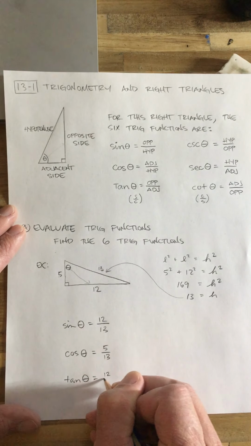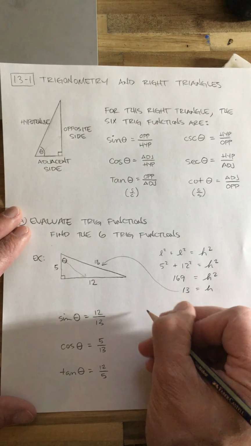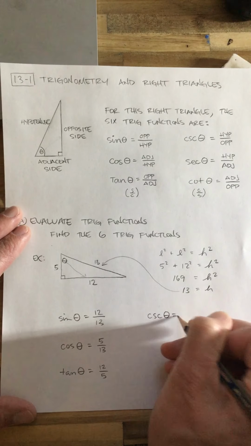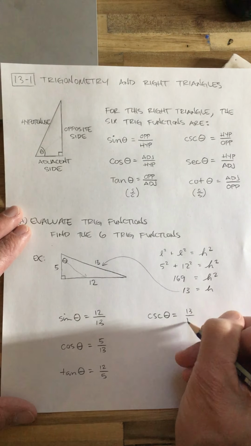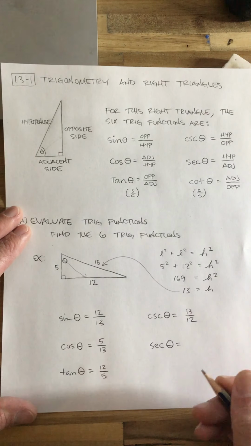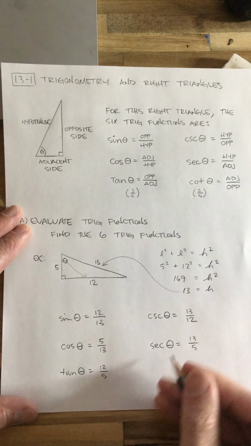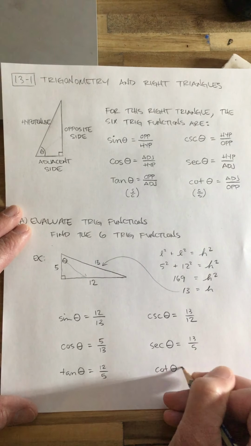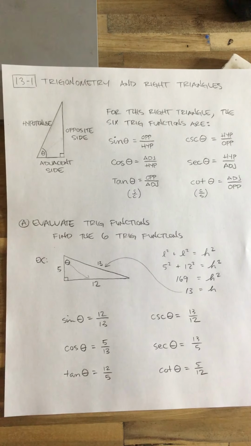All right. And then very quickly we can do the cosecant of theta. That's just the reciprocal of that, so it's 13 over 12. Then we can do the secant of theta. That's the reciprocal of that, 13 over 5. And then the cotangent of theta, and that's going to be the reciprocal of that, so 5 over 12.